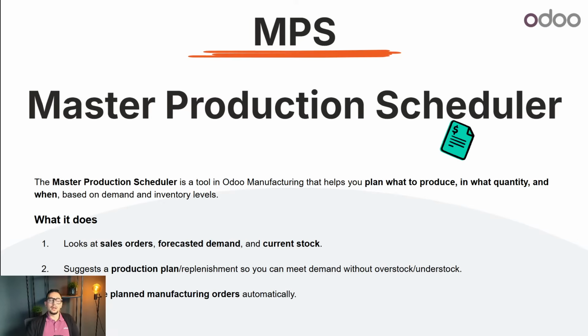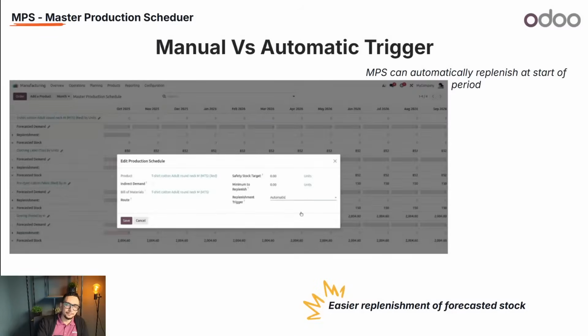So we also have a feature inside Odoo 19 which is called the Master Production Schedule. What is the Master Production Scheduler? It's a tool in manufacturing that helps us plan what to produce, in what quantity, and when we will produce it, based on demand and historical inventory levels and forecasted demand for the future. Okay? So it looks at sales orders, forecasted demand, and current stock, and it suggests a way forward, a production plan and replenishment, so that we never go through any overstock or understock for our inventory management before we actually manufacture.